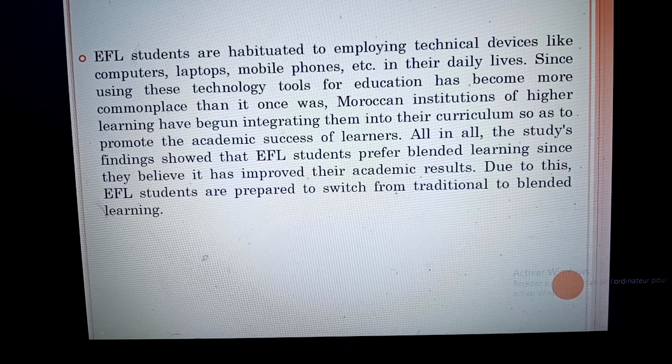So clearly, the study's findings show that EFL students prefer blended learning since they believe it has improved their academic results. Due to this, EFL students are prepared to make a transition from traditional learning to blended learning.